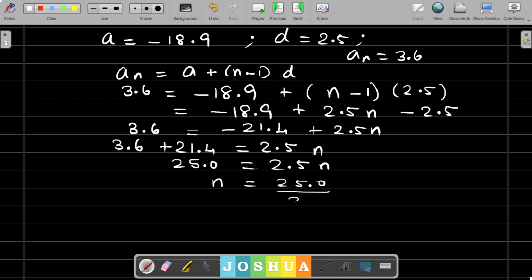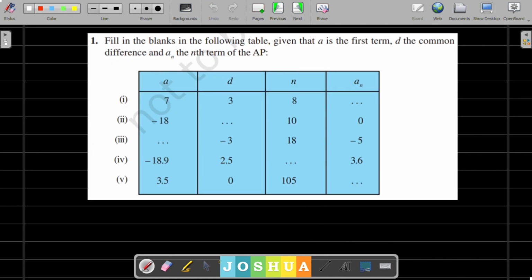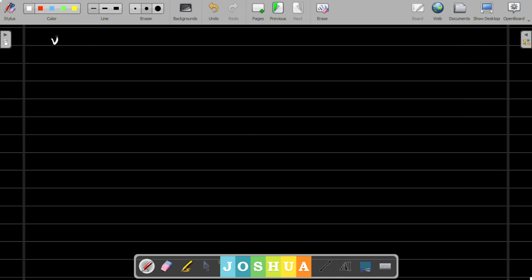So in this case, N is equal to 25.0 divided by 2.5, that is equal to 10. So now I got the value of N is equal to 10. So fourth sum also we finished. So now I am coming to the fifth sum. In the fifth sum, they gave A value, D value, N value. We have to find AN.